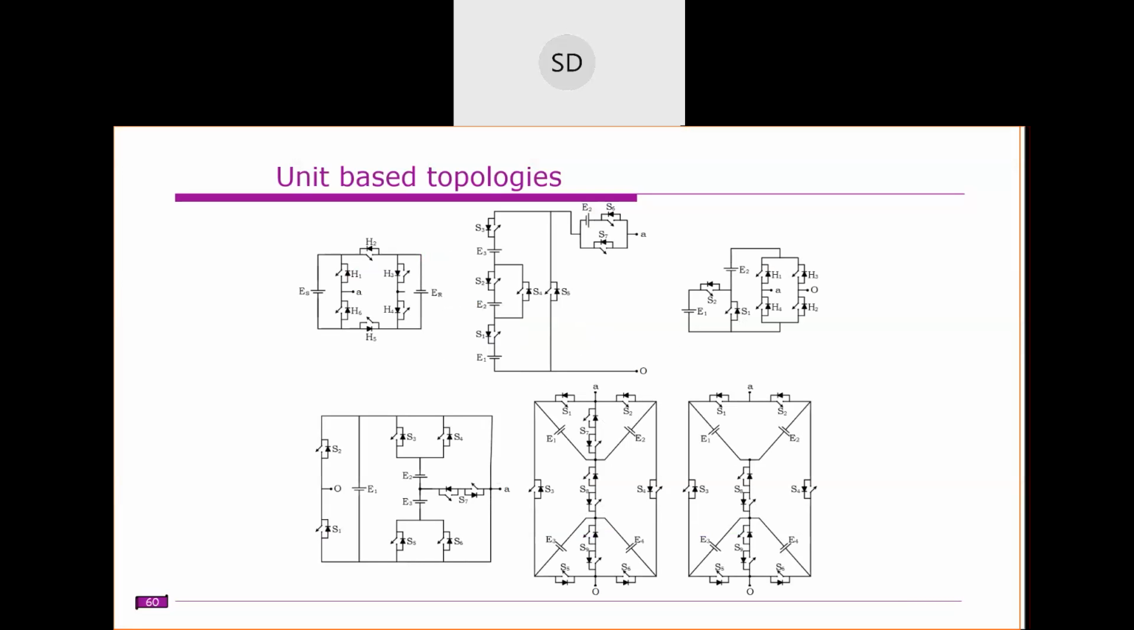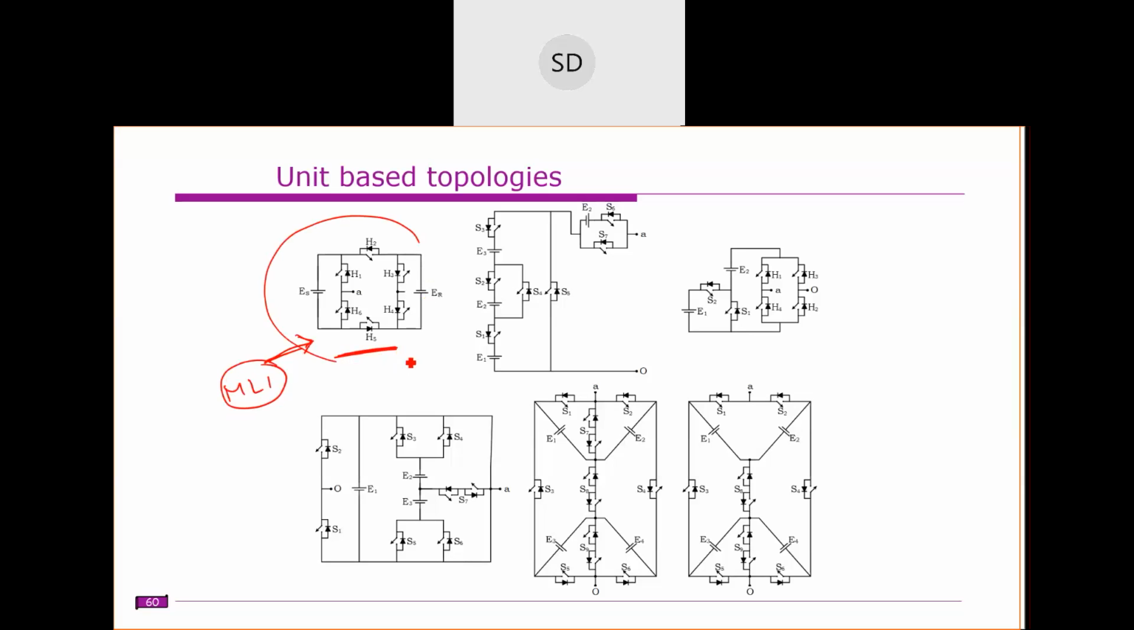In the previous class we discussed the T-type topologies. Next we will discuss the other category, unit-based topologies. In unit-based topologies, each unit is itself an inverter. For example, this is a unit-based topology.